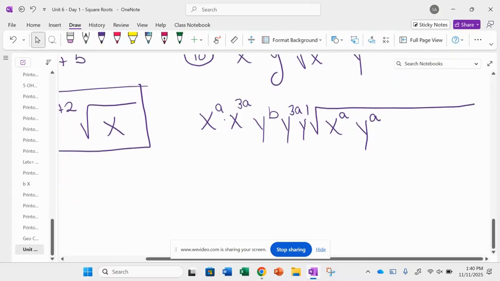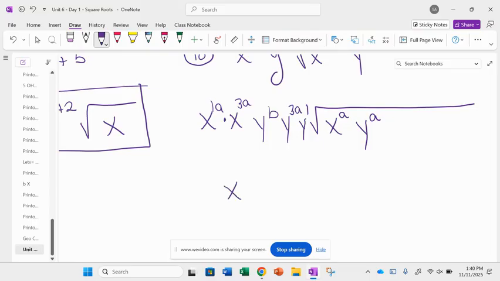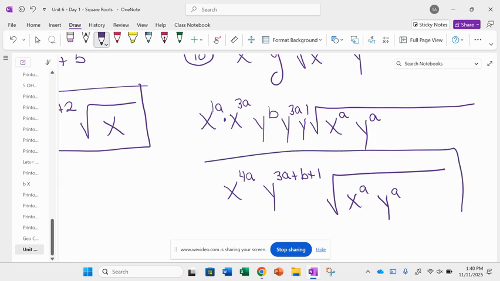Okay, so now we multiply. So I'm going to have x to the 1a times x to the 3a gives us x to the 4a. And then I have a bunch of y's. You keep your base, and what do you do with the exponents? Add them. I'm going to put it in alphabetical order. So it's going to be y to the 3a plus b plus 1. Does it have to be in alphabetical order? No. Root x to the a, y to the a. How many people got that?